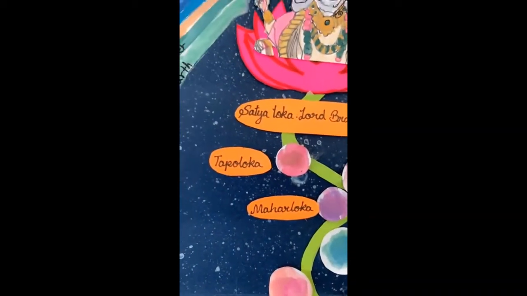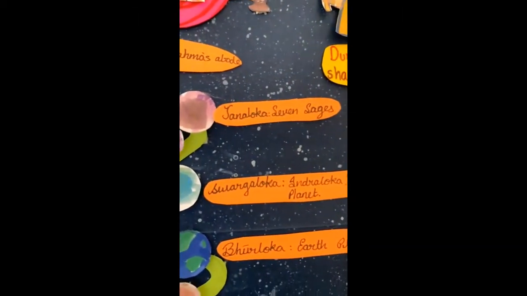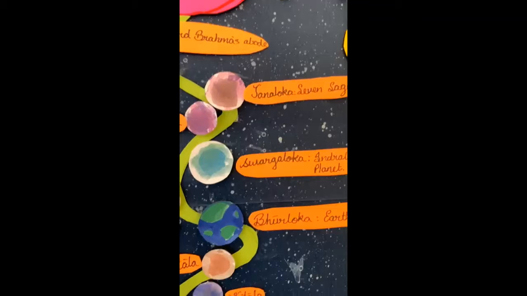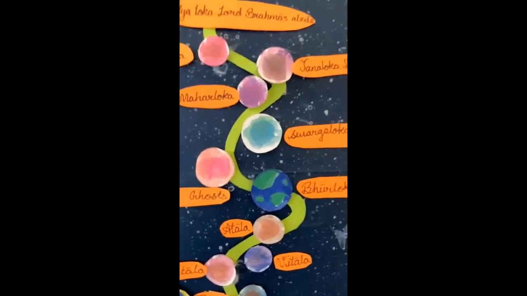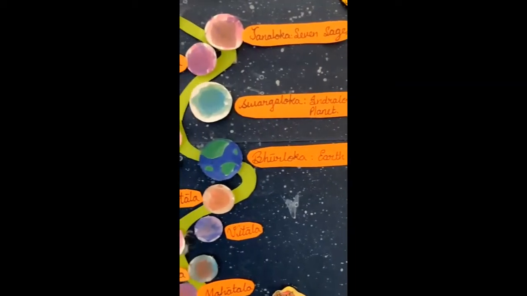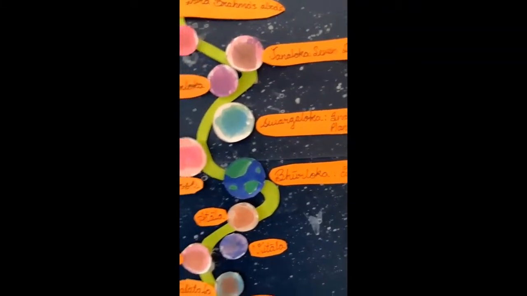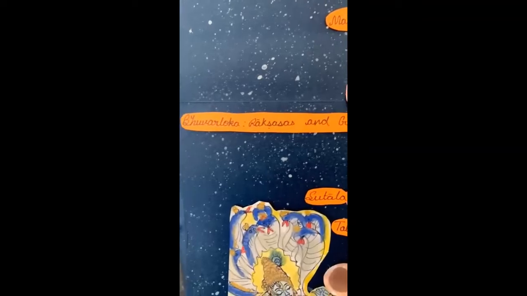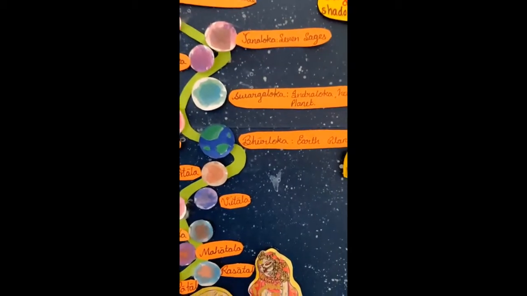Below Satyaloka is Tapoloka, and in Tapoloka, Sanat, Sanaka, Sanandana, and Sanatan reside. In Janaloka, 7 sages and other great sages live. In Maharloka, the great sage Bhrigu Muni lives, and also other great sages. In Swargaloka, as we all know, Indra resides, and also other demigods live there. In Bhuvarloka, Rakshasas and ghosts live. And in Bhurloka, we all live, and this is called the Earth planet.